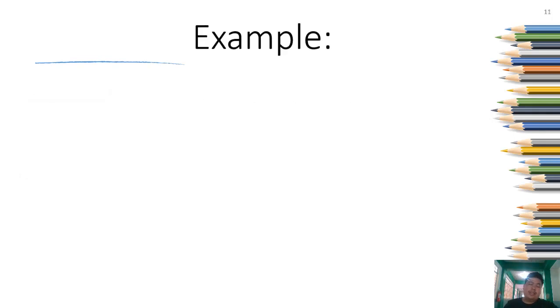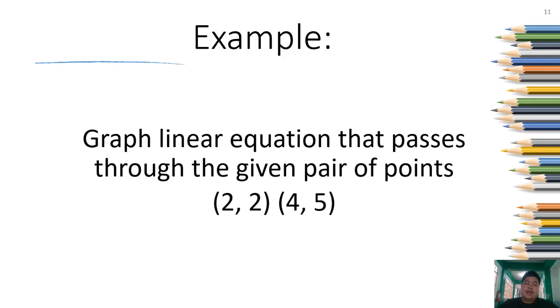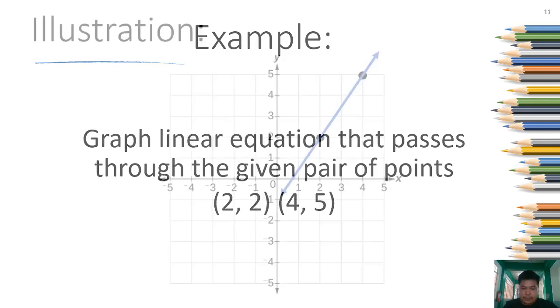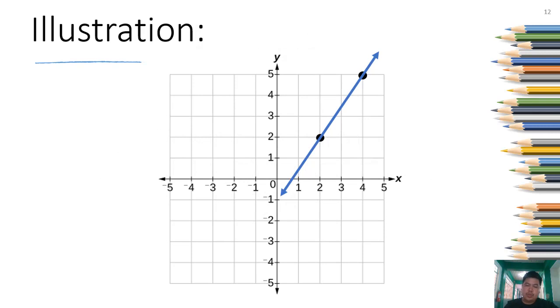Now, let's have another example. Graph the equation that passes through the given pair of points (2, 2) and (4, 5). Here's the graph. We have (2, 2) and (4, 5). Using the line postulate, 2 points create a line.